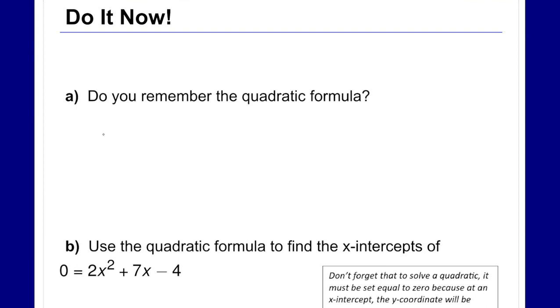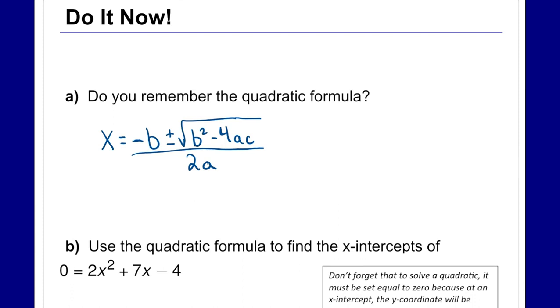So if you do not, x equals negative b plus or minus the square root of b squared minus 4ac, divided by 2a. And these values we get from the quadratic in standard form, ax squared plus bx plus c. So again, remember our quadratic has to be in standard form in order for us to find these values and use the quadratic formula.